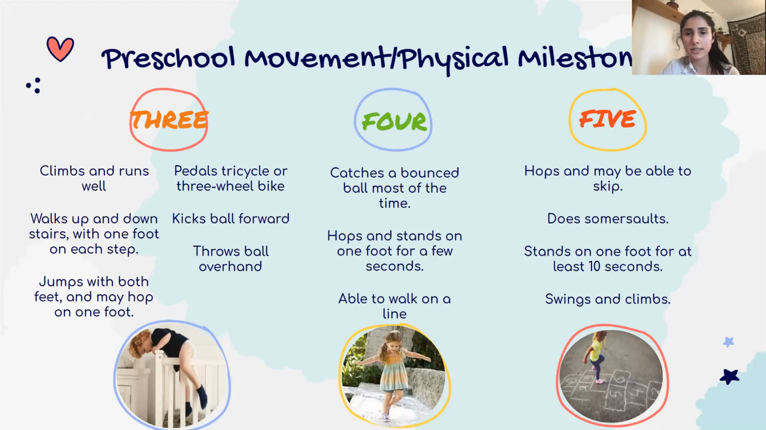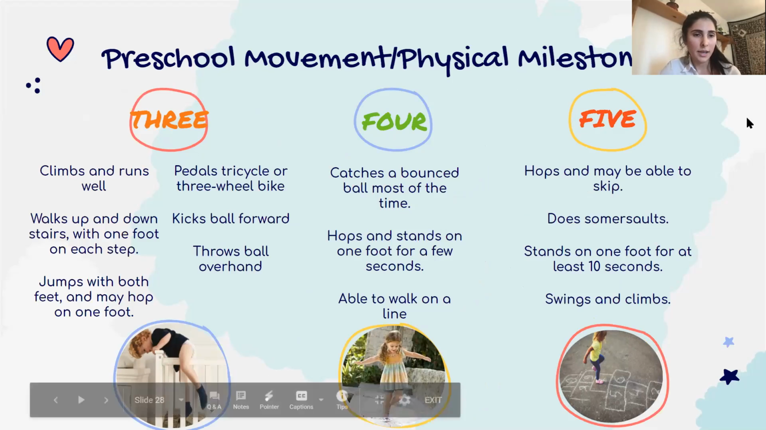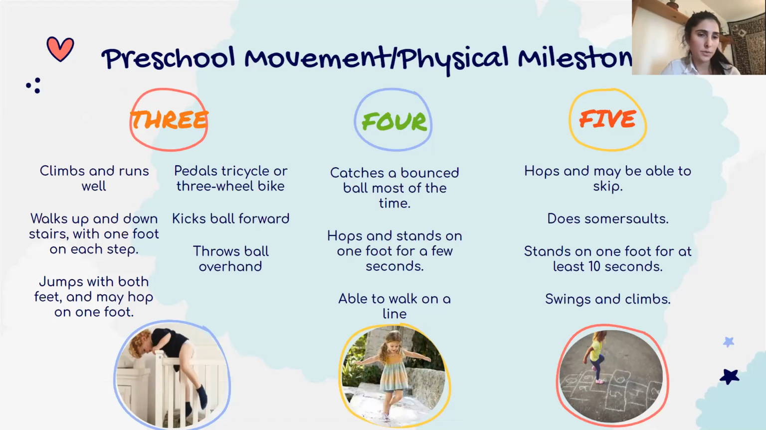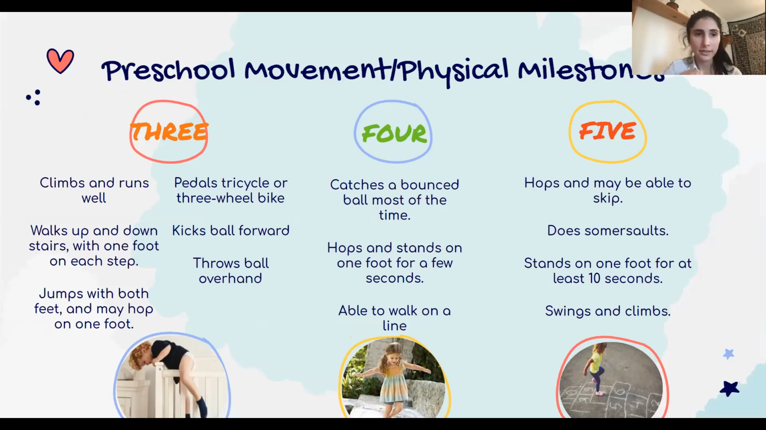Okay, so now let's take a look at gross motor skills. Gross motor skills are the big movements that involve your child's arms, legs, and core. By age 2, they should be able to kick a ball forward and are starting to make an attempt to run. By age 3, your toddler will be running pretty well. They can walk up and down stairs with one foot on each step. They'll be able to jump with both feet and maybe hop on one foot, pedal a tricycle, and throw a ball overhand.